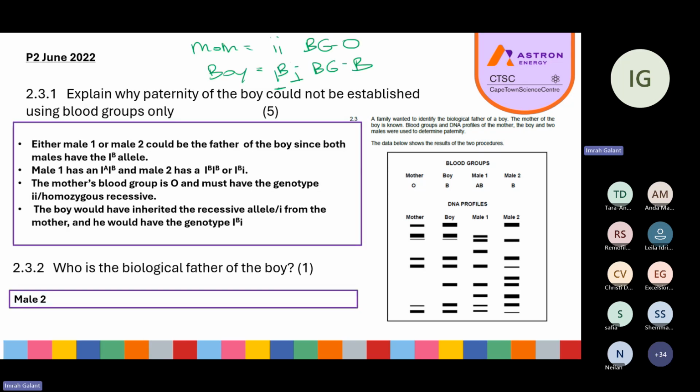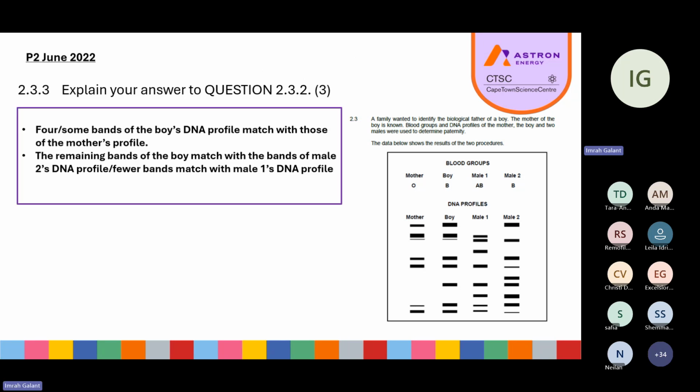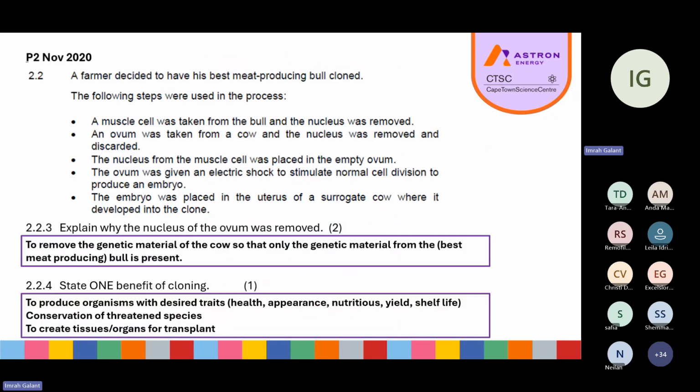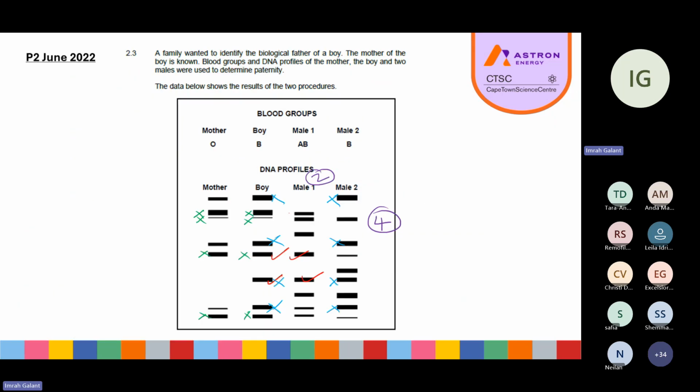And I think we also answered the next question, which says explain your answer to question 2.3.2, which asked who is the biological father of the boy. So it says some bands of the boy's DNA profile match with those of the mother's profile. The remaining bands of the boy match with the bands of male 2's DNA profile, and fewer bands match with male 1's DNA profile. So as you can see, as we can see over here, there are more bands of male 2 that match with the boy, and that's highlighted in the blue over there. And there are fewer bands from male 1 that match with the boy, as highlighted in red over there. Okay.